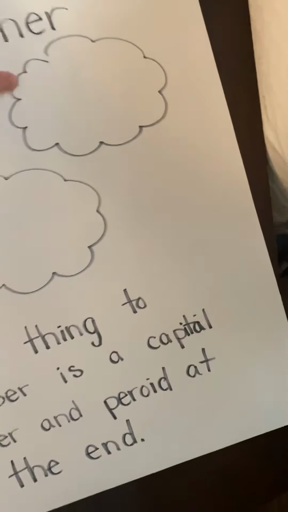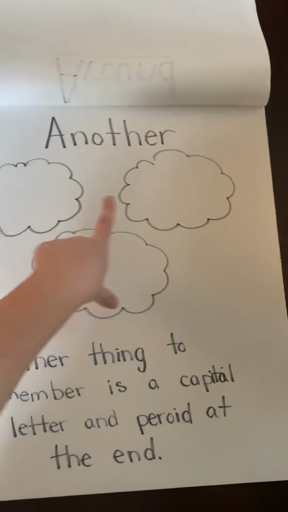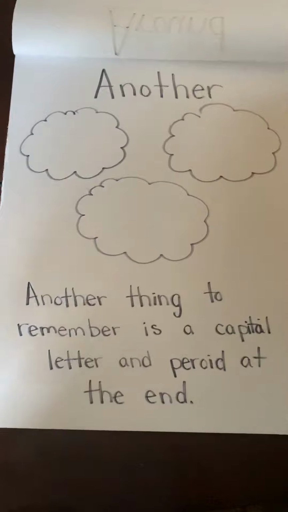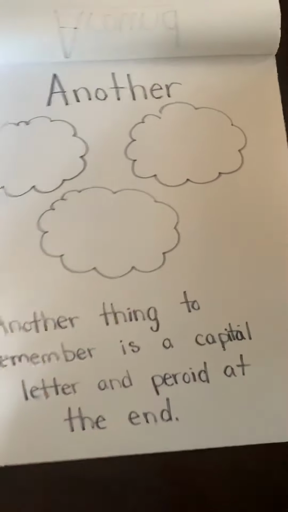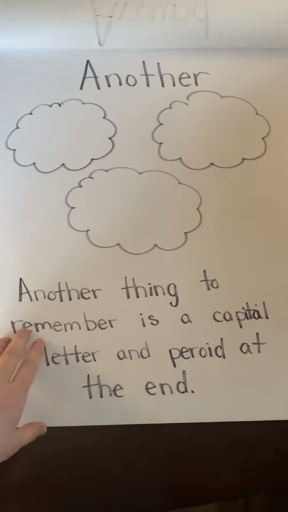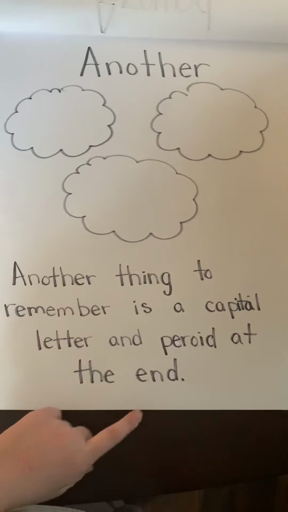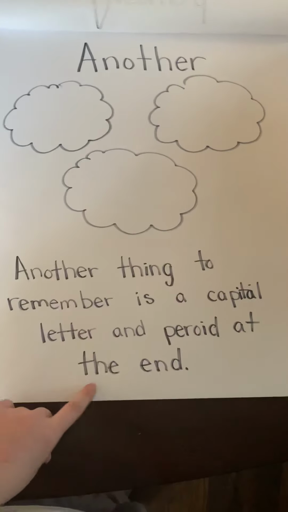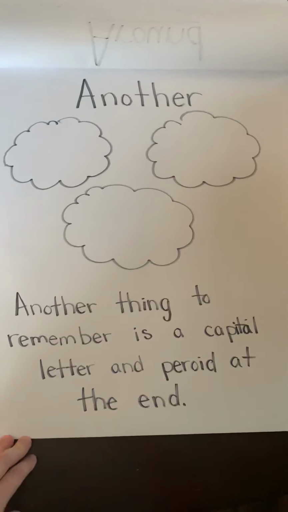And then we have our last word, another. So again, write it 3 different ways or write it all 3 the same, but you have to write it on top and write 3 more with it. Okay, and then you write a sentence on the bottom. Another thing to remember is a capital letter and a period at the end. So use the word another in a sentence.